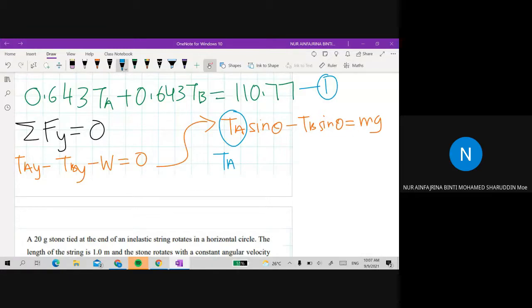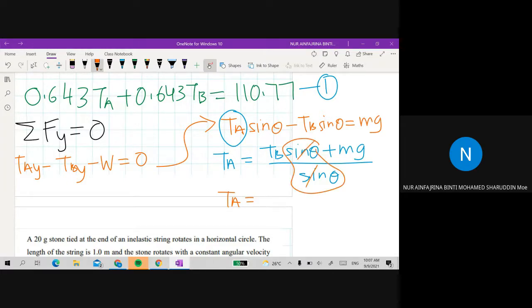Jadi, TA awak adalah bersamaan dengan TB sin theta tambah mg bahagi dengan sin theta. Okey, bahagi dengan sin theta. Sekarang, awak masukkan value yang awak tahu. Kalau awak nak buat dari segi matematik untuk mudahkan, awak nampak sin theta dengan sin theta ni awak boleh cancel. Tapi mg ini dia masih ada sin theta. So, awak akan dapat TB tambah mg over sin theta.